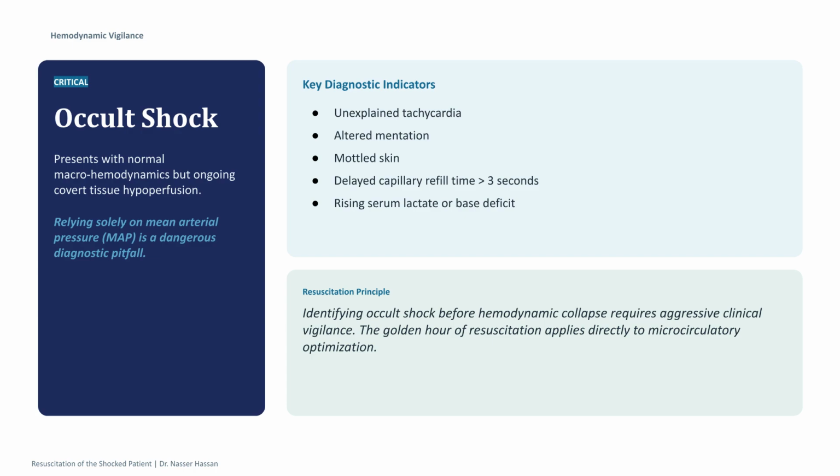Occult shock presents a dangerous pitfall where macrohemodynamics appear normal despite ongoing tissue hypoperfusion. Early recognition through indicators like unexplained tachycardia, altered mentation, or rising lactate levels is essential for timely intervention.